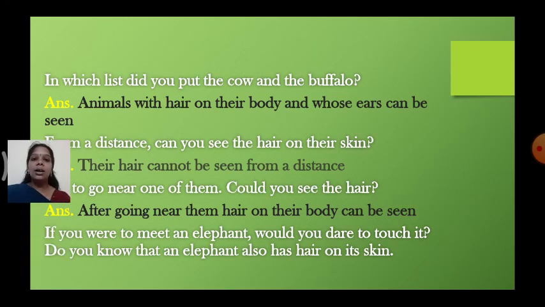Next, if you were to meet an elephant, would you dare to touch it? Do you know that an elephant also has hair on its skin? In some temples, an elephant will be there, right? You will go near them. Some of them will fear to go near. So, even elephants have some hair.